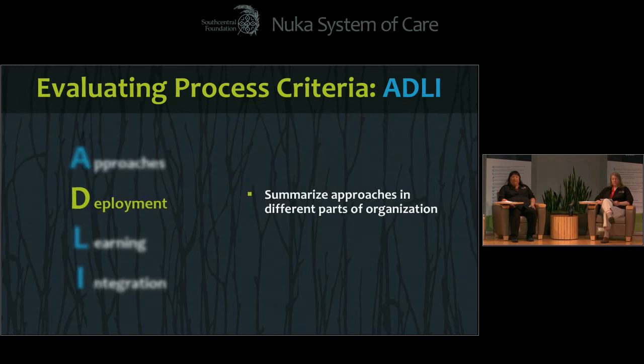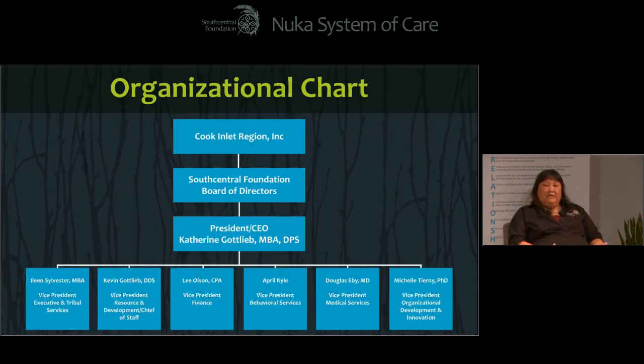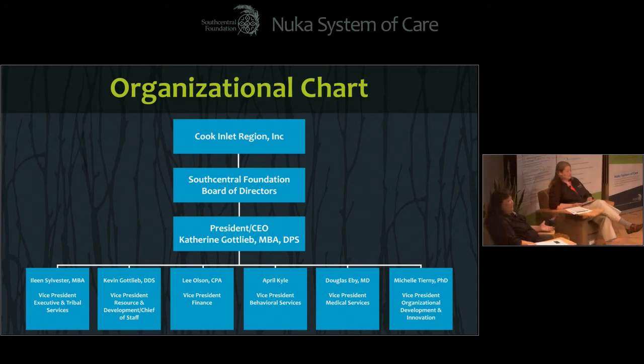When you're looking at deployment, they're looking at how do you summarize your approaches in different parts of an organization. So for us at Southcentral Foundation, we have six vice presidents and areas of the organization that we have to assure are aligned across. And so when we look at how we improve processes across the organization, if we were to start something in medical services, we have to identify: does it affect behavioral health? Does it affect finance, our revenue? Does it affect our dental department, which is in another division? And so we have to ensure that everything is going to be spread out across the organization. Another way to think about it is, if it doesn't affect that area, it may affect one division itself.